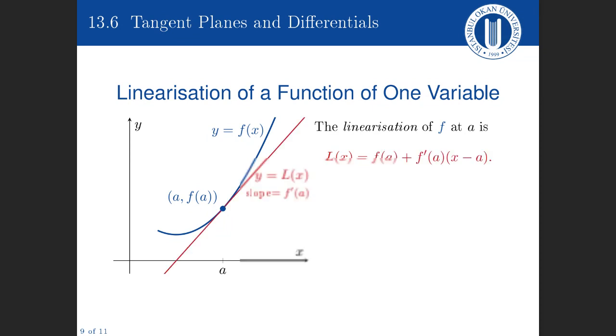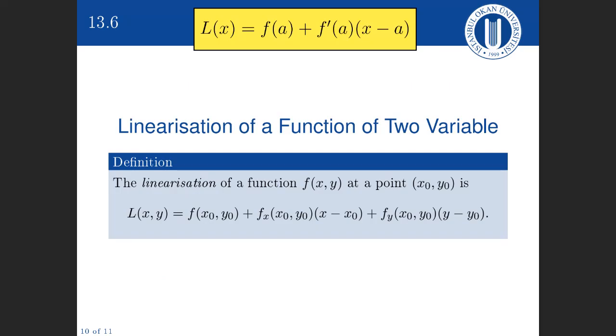And what this means is the tangent line is the line which passes through the point a, f of a, which has the same slope as the graph of this function. And this should look familiar to you if you remember back from what you did in mathematics 1. This linearization is defined to be L of x is f of a plus f prime at a multiplied by x minus a. That should all look familiar to you. But now I want to move to two variables.